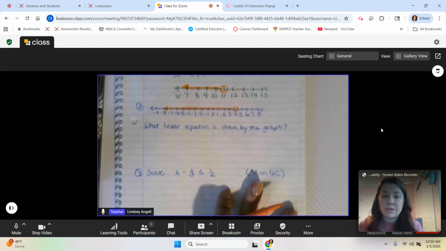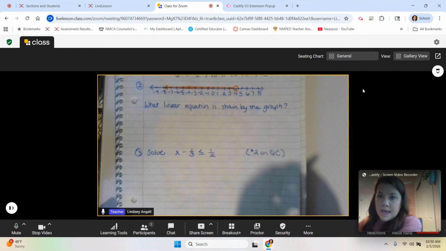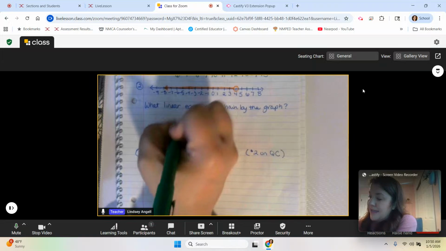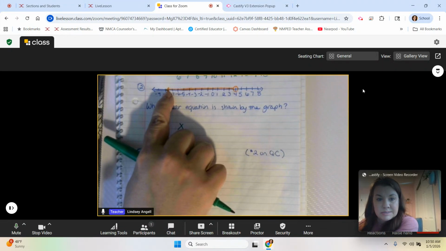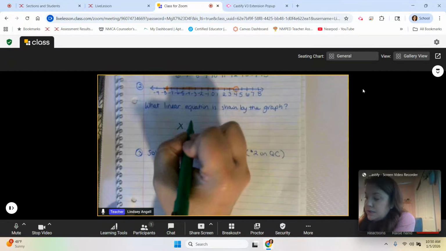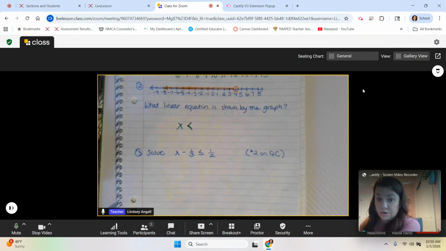On number 2, this time we are given a graph, and we need to write the inequality. Okay, well, you're always going to start out with your variable. Throughout this lesson, they use x, pretty much the whole time. So that's what I'll do too, just to be safe. So I'm going to say x, and then notice my arrow is pointing to the left, so my symbol should point to the left too.